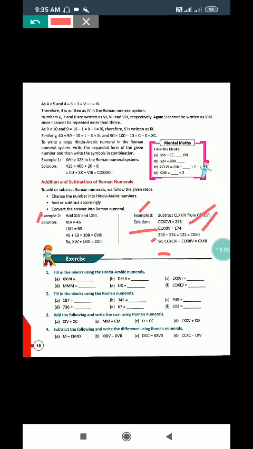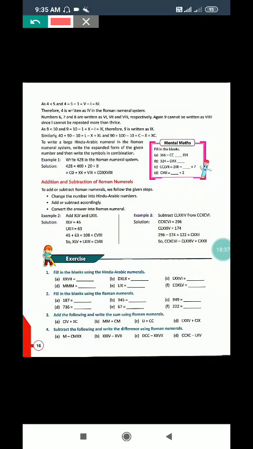If we put this number in Roman numerals, 296 is given as CCXCVI minus 174 is given as CLXXIV equals CXXII. So we have to do it like this only. Okay. Now you have to do some exercises over here. You will do and practice these exercises at home. If you find any difficulty, we will clear it in the next class.